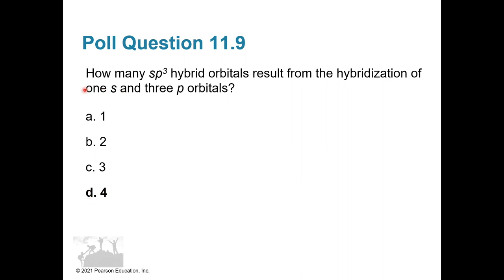So let's say that the question did not tell you how many s and p orbitals were mixed. We'll just take a look at the type of hybrid orbital that's given. Add the superscripts or lack thereof. So 3 plus nothing here tells you that only one s orbital was used. So 1 plus 3 is 4. So our answer here is letter D.